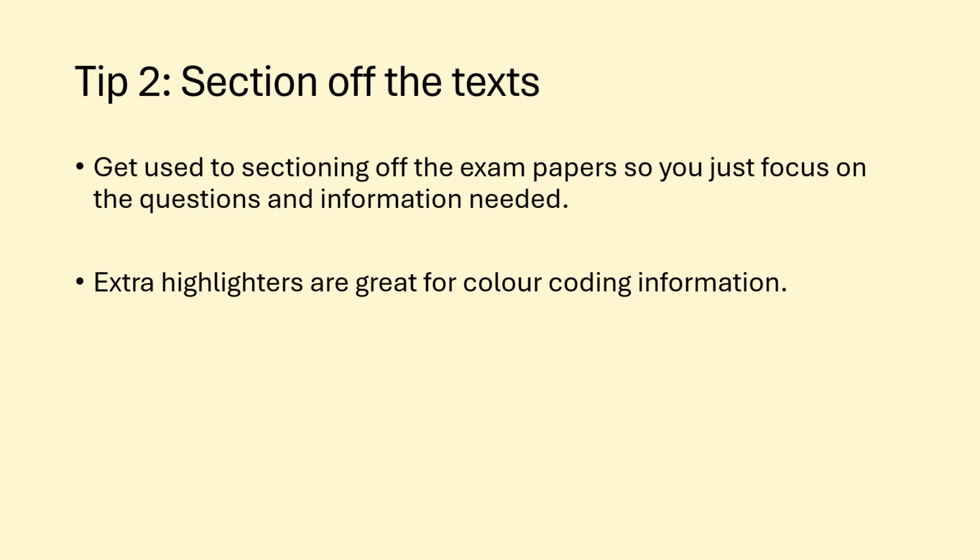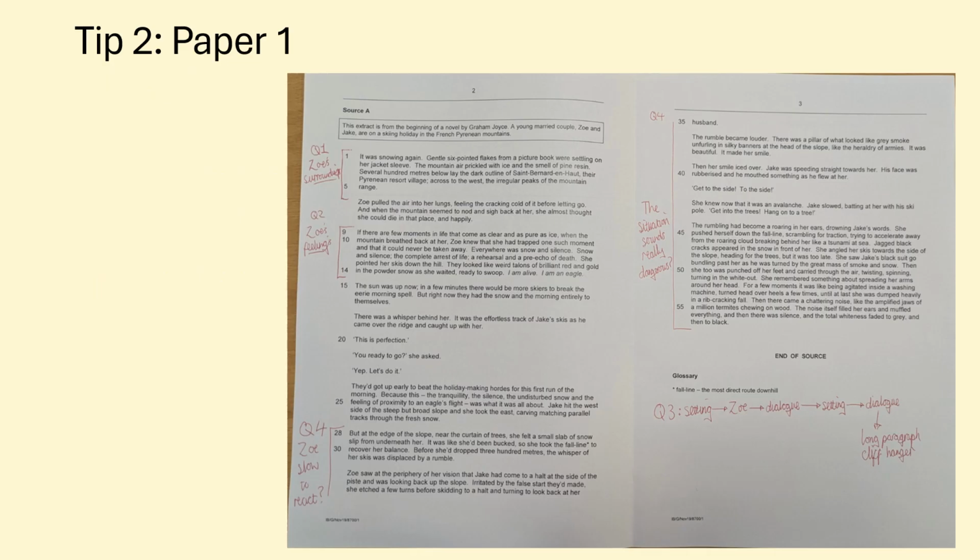I always think that extra highlighters are great for colour coding the information. So you could have one colour for question 1, one for question 2, and it just makes it visually really easy. But feel free to ignore me on that one. So just an example of what I mean here, that's a paper 1, which I've kind of sectioned off. You can see where I've done question 1 and the focus, question 2 and the focus. Question 3 is obviously the whole thing.